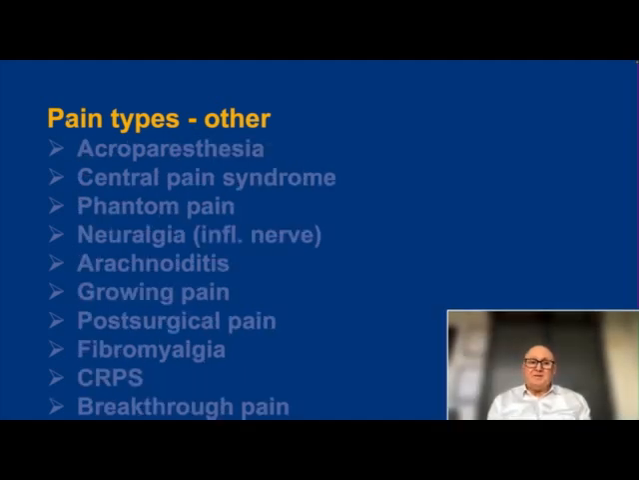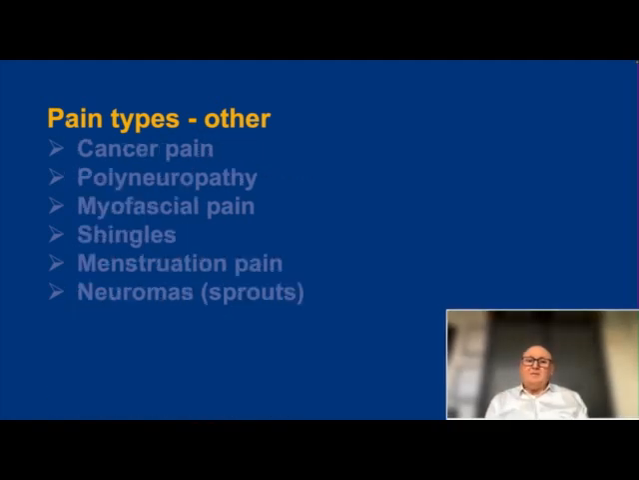There can be acroparesthesia. It can be a central pain syndrome. There can be phantom pain or neuralgia, which is an inflammation of a nerve. There can be arachnoiditis. It can be growing pain. Post-surgical pain. It can concern fibromyalgia or the complex regional pain syndrome, or it can be a breakthrough pain. It can even concern a cancer pain or a polyneuropathy, or it can be a myofascial pain, it can be shingles, it can be a menstruation pain, or it can be neuromas.